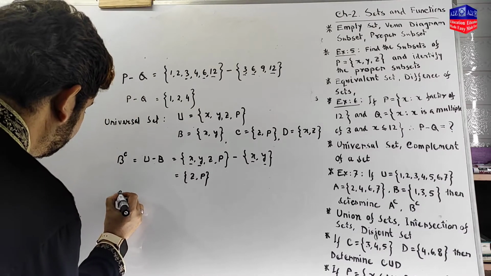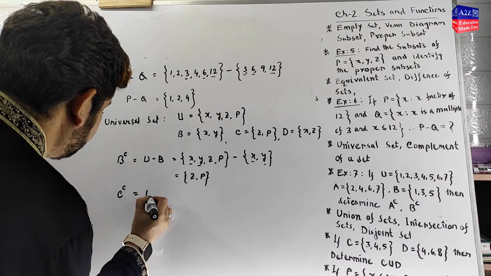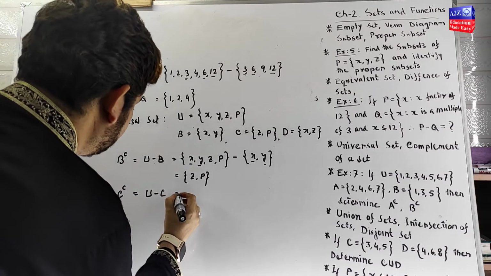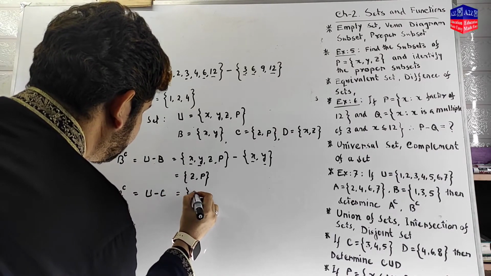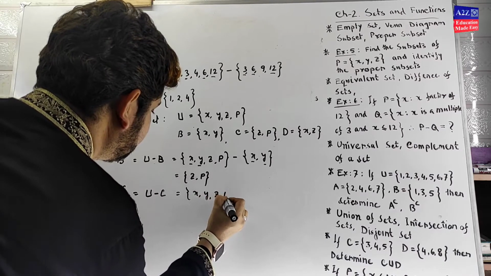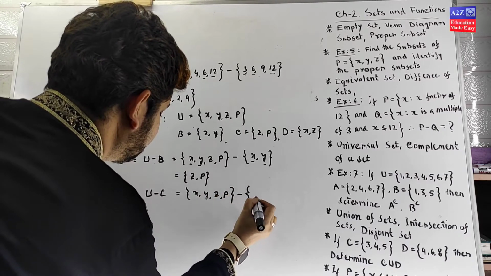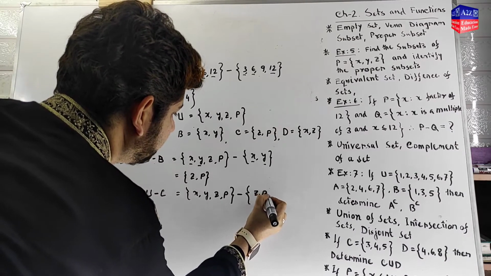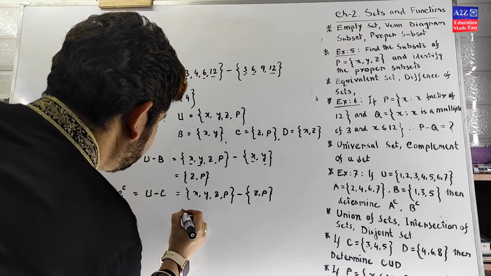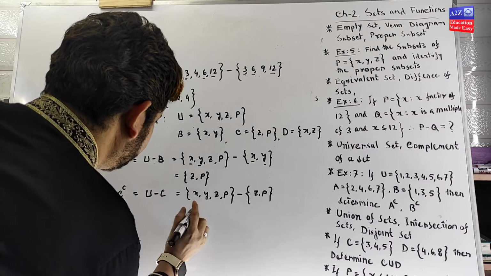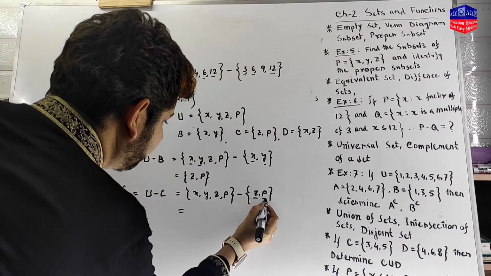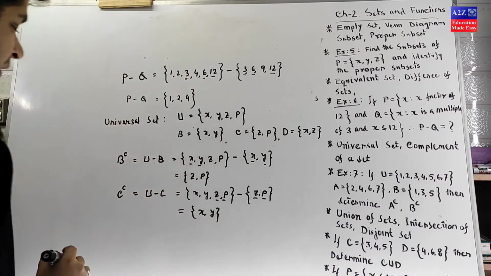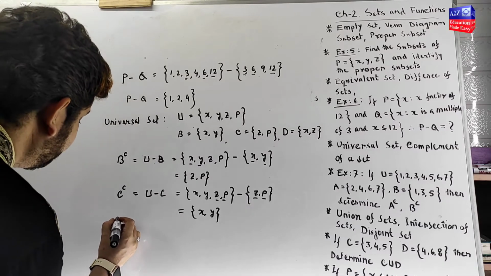And what would be C complement? Universal set minus the subset C. So universal set means x, y, z, p. Delete C means z and p. Therefore C complement would be, z and p are common elements, so x and y will be the C complement. Similarly, what will be the D complement?